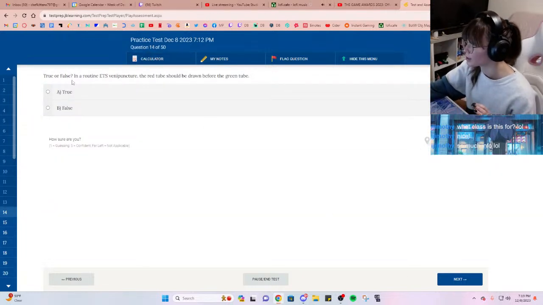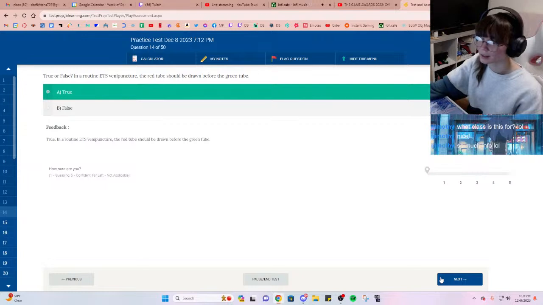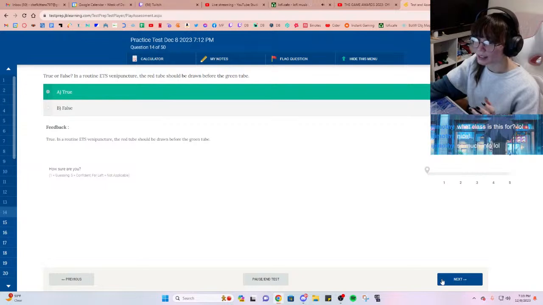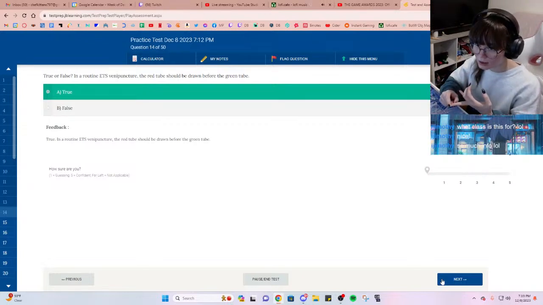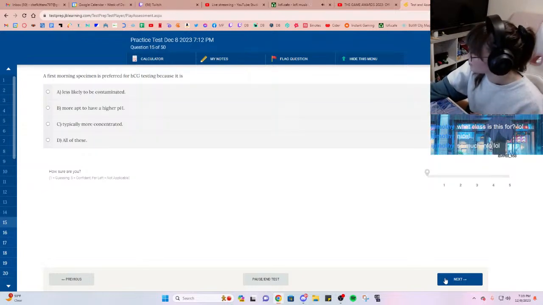True or false? In a routine ETS venipuncture evacuated tube system, the red tube should be drawn before the green tube. True. Yes. Order of draw. Order of draw is hard. I mean, I got kind of used to it, so it's a little easier now. But additives and which tests need which tubes, those are hard, because that's just memorization. I'm bad at that.